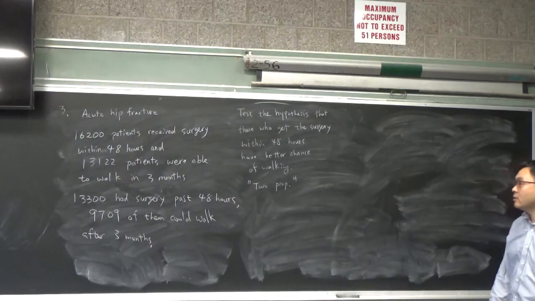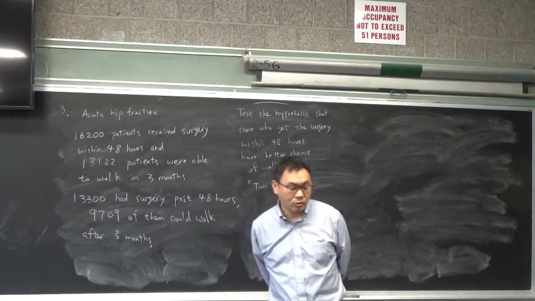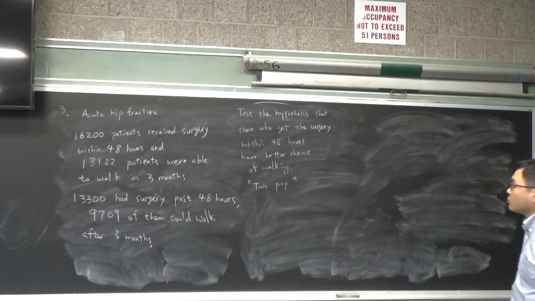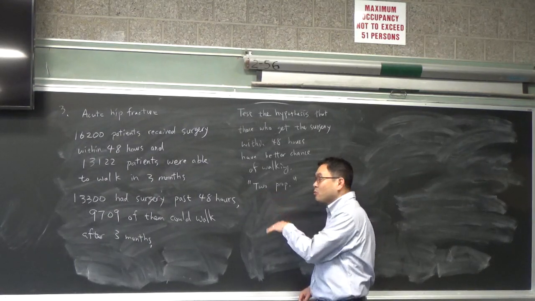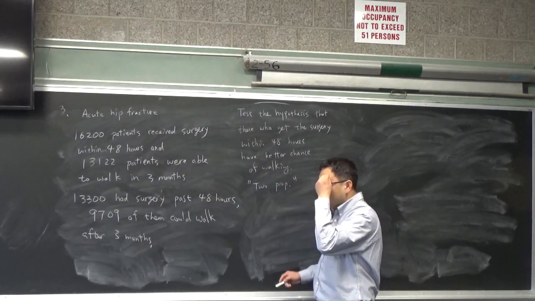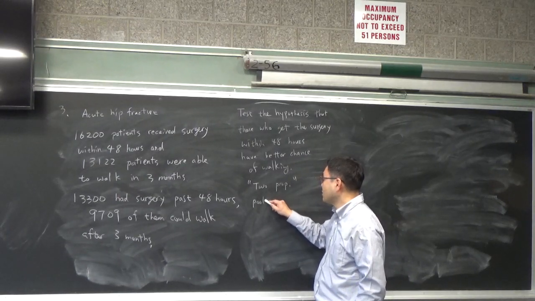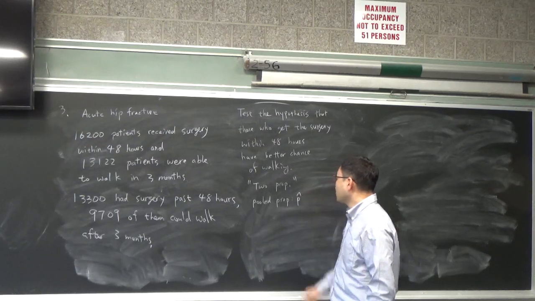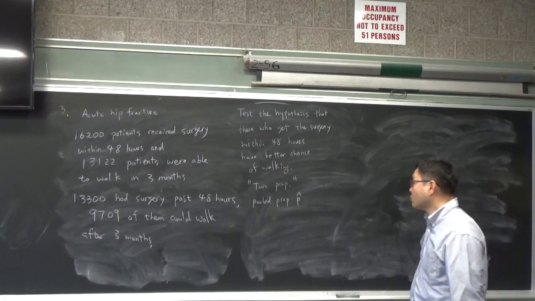Okay? And for such a case, you need to... One thing that you have to remember about testing two proportions, if it's a hypothesis test of two proportions, you have to at some point calculate the pooled proportion. I'll call that p hat. Okay? So there are actually three proportions here.